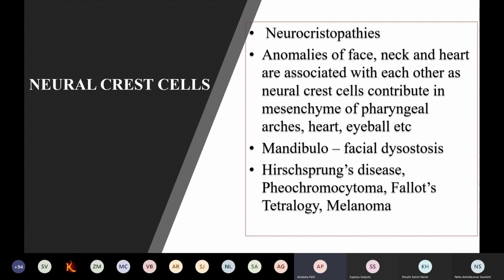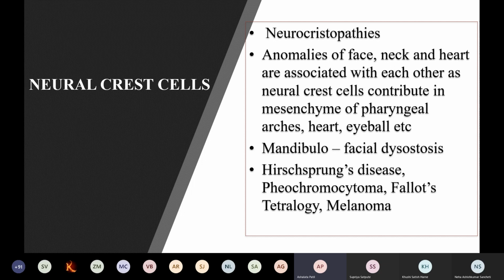So what is the clinical importance? The diseases of these neural crest cells are called neurocristopathies. They are contributing throughout the body: in the head, neck, thorax, and abdomen. So sometimes all these anomalies are seen. They are complementary to each other. Anomalies of the face, neck, and heart are associated with each other. If you see a heart anomaly, it is sometimes always associated with a face anomaly or a neck anomaly, because of the common source of origin, that is the neural crest cells.